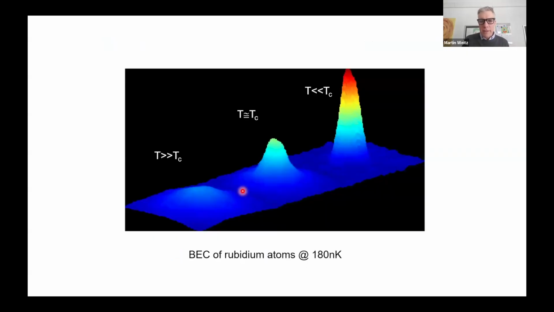This is a typical series of time of flight images when one cools through the phase transition. So here you see the ground state emerging. There are over 100 experiments in the world. This particular one is of our group. In my group we are also doing cold atoms, but that's not the topic of today's talk.